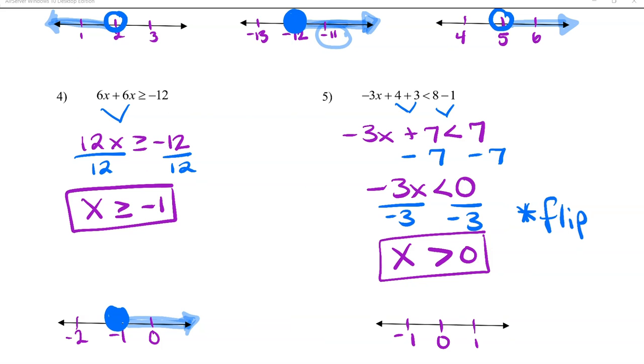Set up your number line. 0 is not part of the solution set because it's not equal to, so it's going to be an open circle that's not filled in. All values greater than, so we shade to the right.